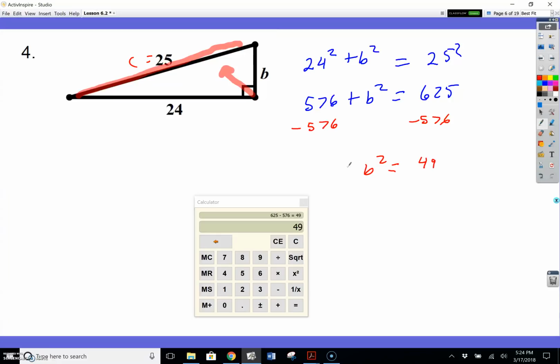Now this one's easy. There are no crazy square roots or anything. I just know when I take the square root of both sides, I get rid of the square root, and I'm left with just b, and the square root of 49 is just 7. So that means this missing value right here is 7.